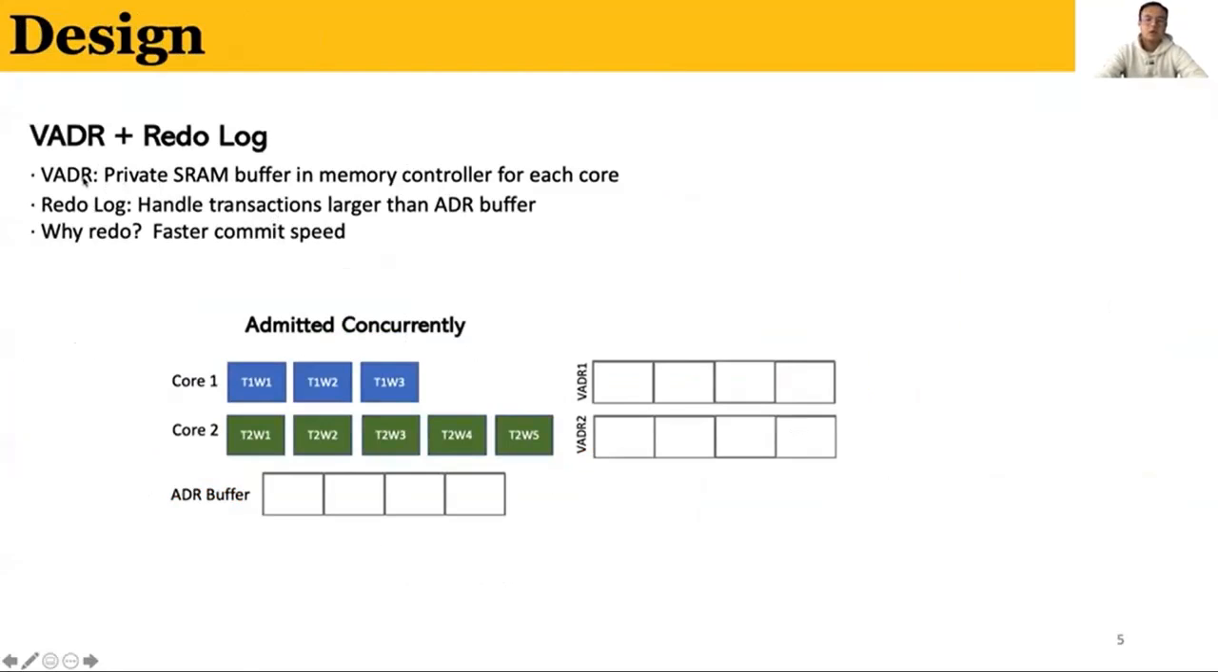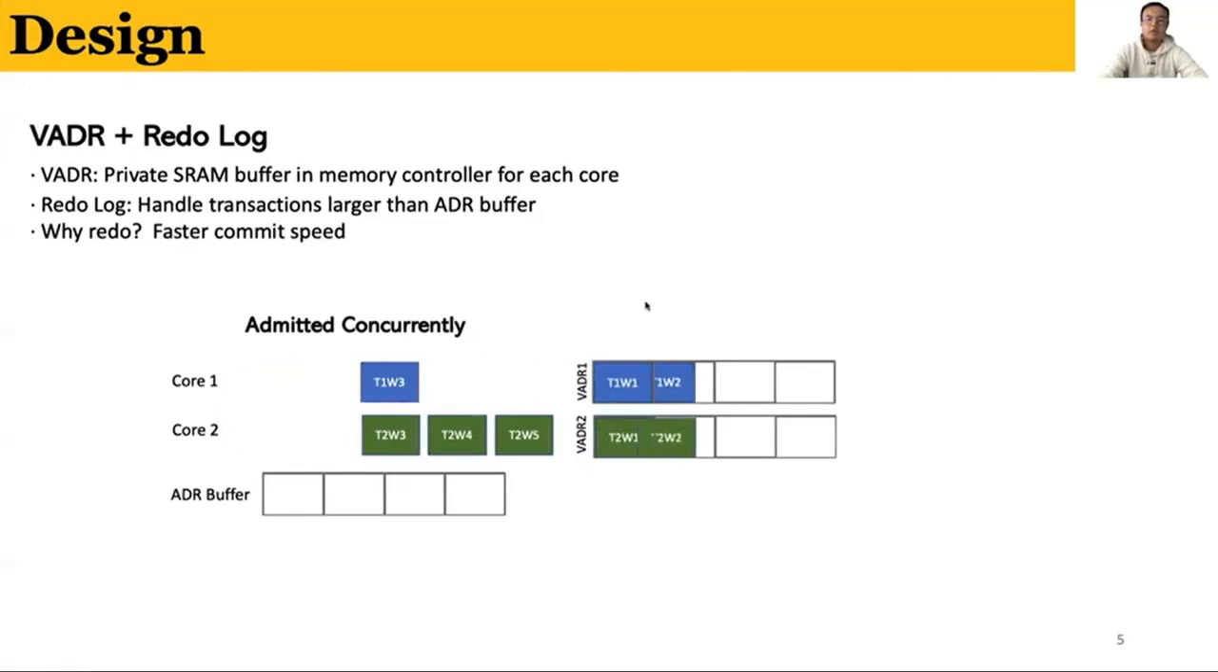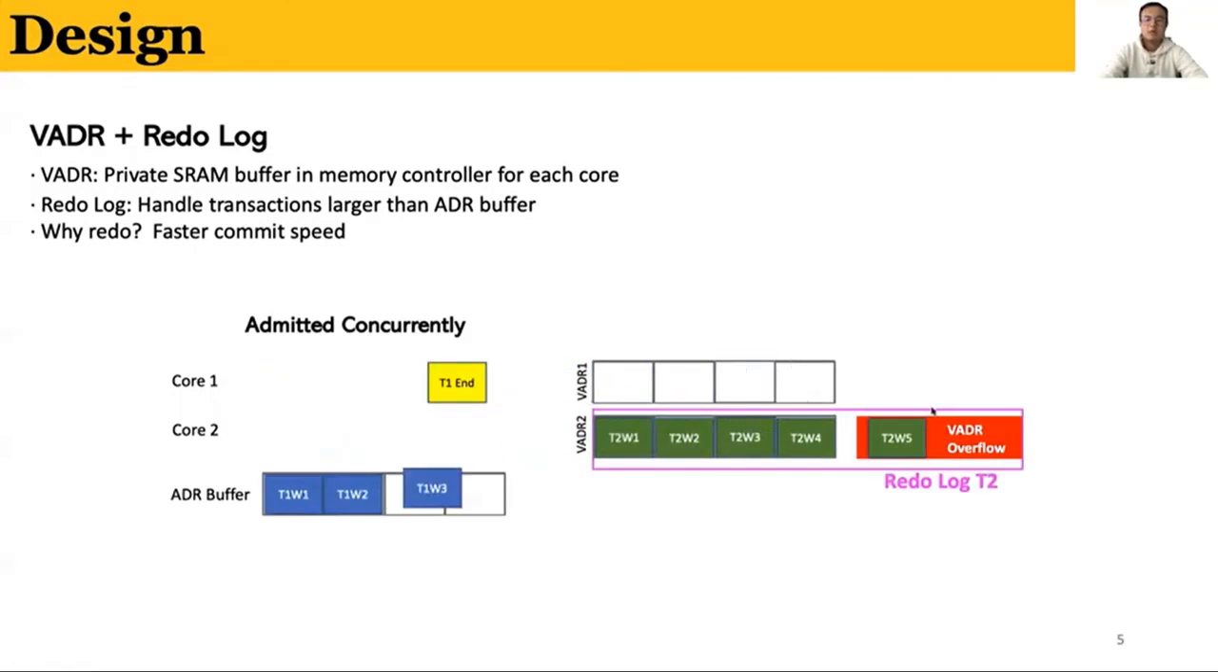Virtual ADRs are private SRAM buffers for each core in the memory controller. I will use the former example to show how our design avoids unnecessary logs for concurrent transactions. First, updates from different cores enter their virtual ADR. T1 ends without virtual ADR overflow. Its updates are sent to ADR. However, T2 exhausts its virtual ADR and has to perform logging without consuming ADR. In this case, we adopt ReduLog because it enables faster commit speed.